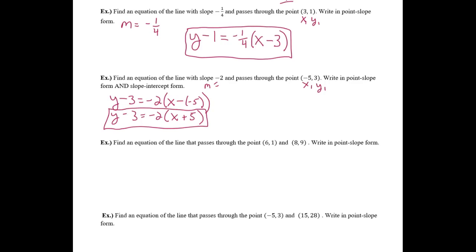But it also says that we need to write it in slope-intercept form. Remember, slope-intercept form is y equals mx plus b. Now we don't need to do any extra work to find b. We already have an equation. We just need to solve that equation for y.